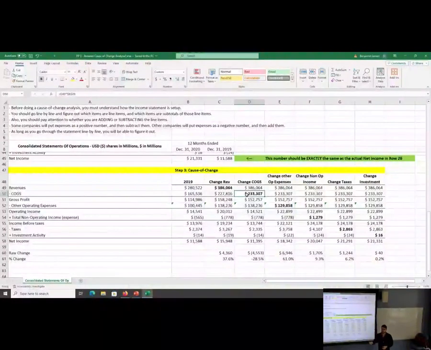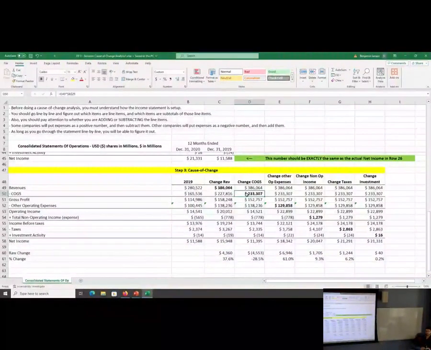All right? So small changes can lead to big outcomes. It's very important that you keep that in mind, right? Don't neglect a single percentage point change. It can lead to big results in the bottom line.